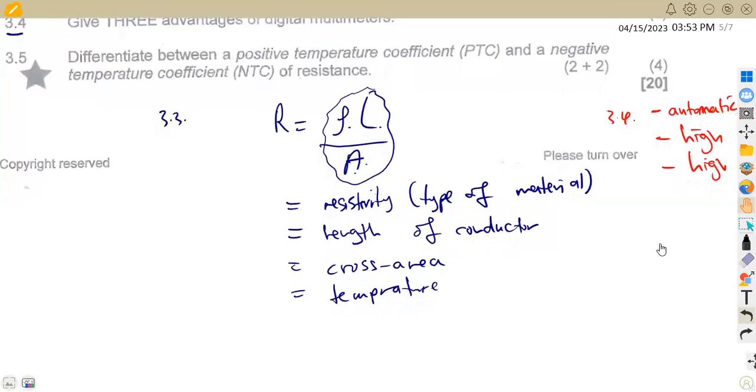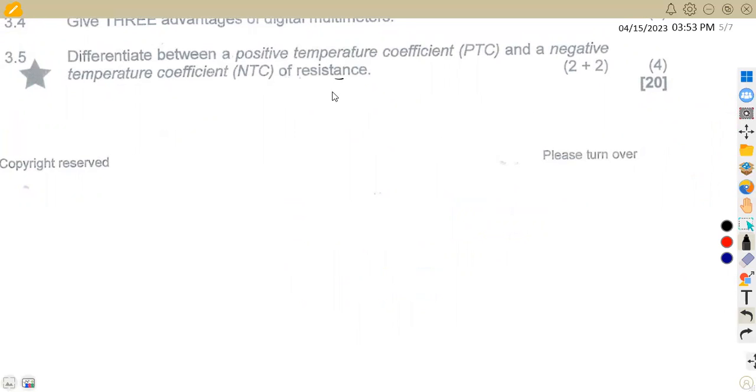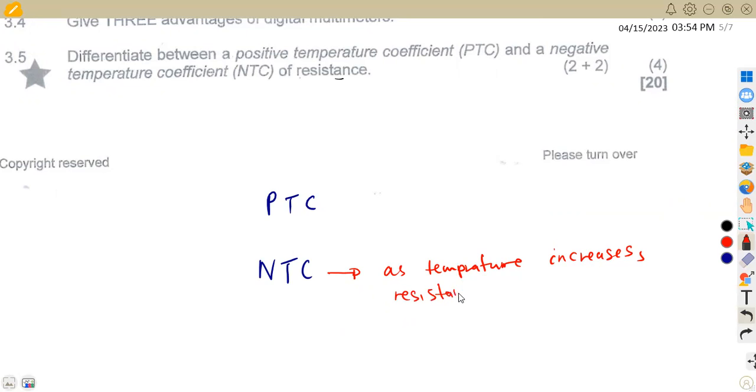All right. Differentiate between a positive temperature coefficient, which is PTC, and a negative temperature coefficient, which is NTC, of resistance. So what's the difference between these two? Okay, with the NTC, when temperature increases, the resistance decreases. So if your temperature is increasing, resistance decreases. That's what happens with NTC. It opposes, which means as temperature decreases, resistance increases.